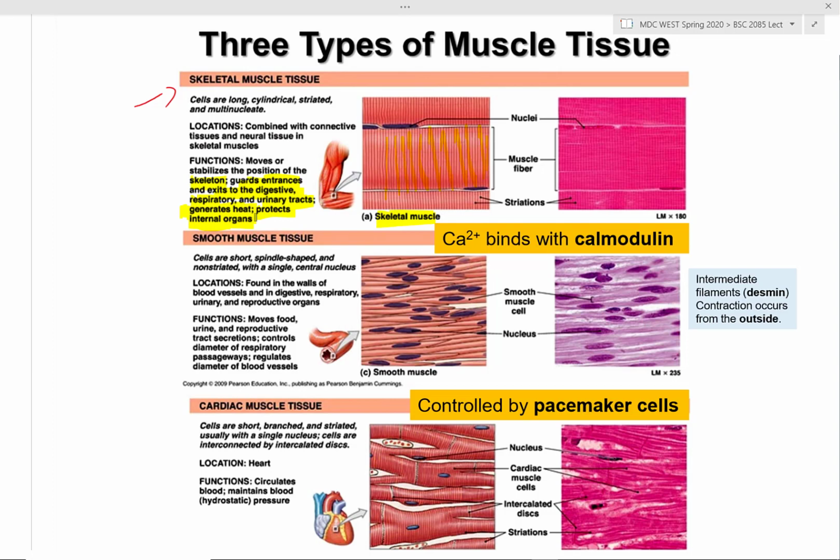Now, the other one is guarding the entrance and exits of my body. Do me a favor. Go like this, just like you're going to give a kiss. That is guarding the entrance. What type of muscle is that? Orbicularis oris. What about the one around the eye? Orbicularis oculi. And then that is guarding the entrance.